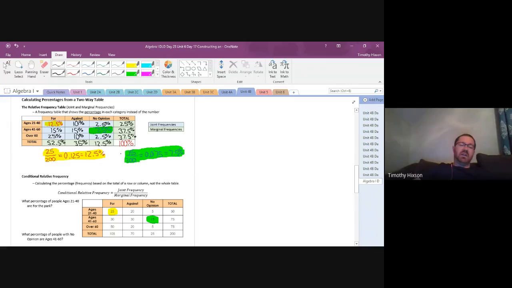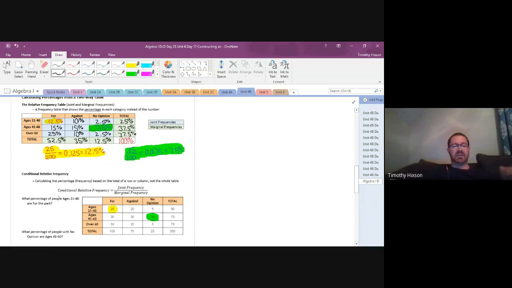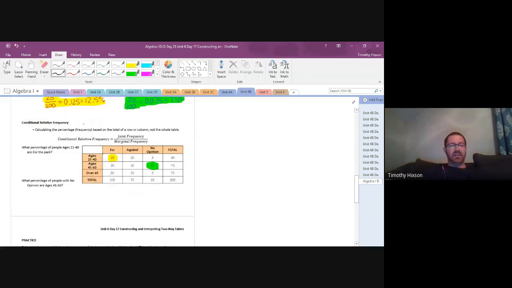Okay. So that is how you come up with relative frequencies. You're just taking a percentage out of the whole every time. Okay. Now, that's a little different from what's called the conditional relative frequency. Conditional relative frequency. This is calculating the percentage or frequency based on the total of a row or a column, not the whole table. So we're not going to be dividing by 200 this time. We're going to be dividing by either the total of the row or the total of the column.